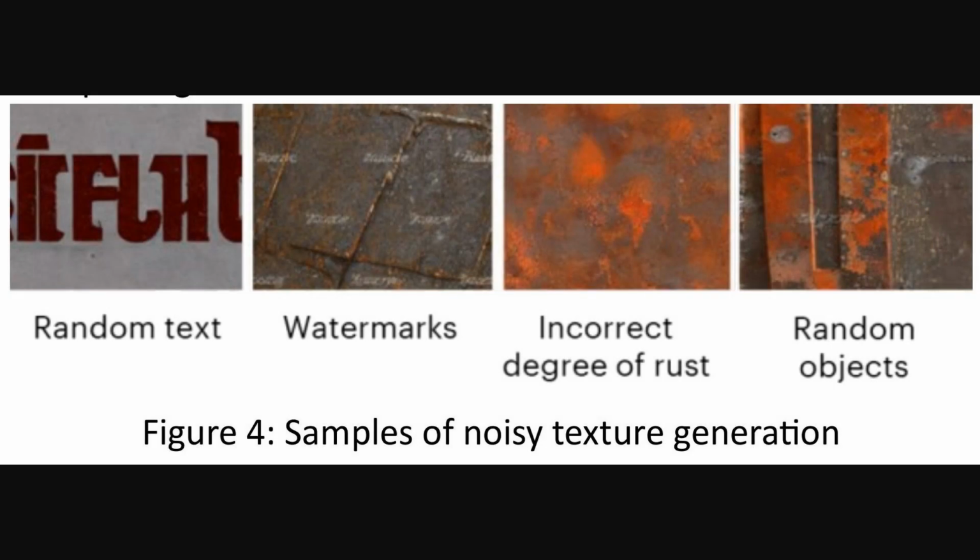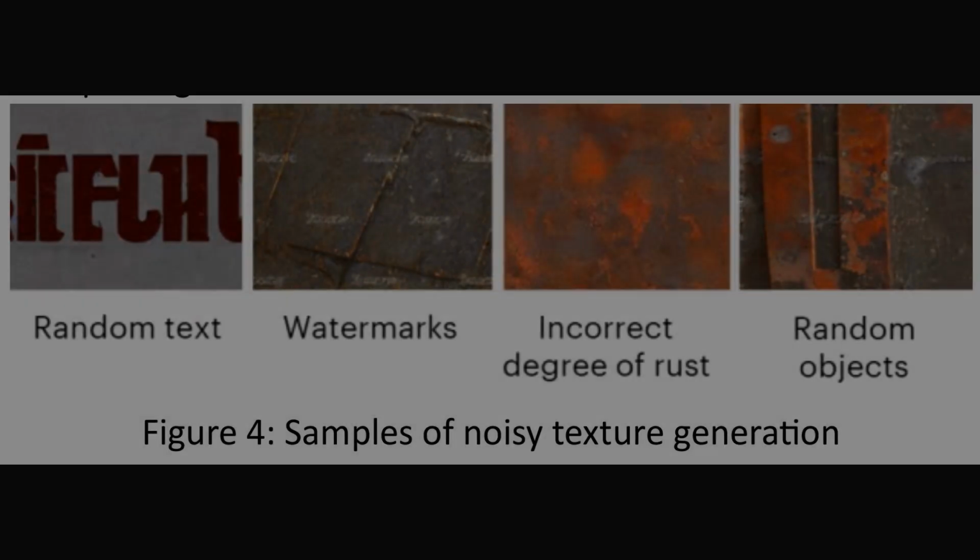So the previous figure illustrated auto-annotation. Figure 4 highlights failure cases in texture generation, which matter because noisy textures leak into training if not filtered. The panels show 4 issues: random text appearing on surfaces, watermarks stamped across textures, an incorrect degree of rust that misrepresents severity, and random objects embedded in the texture. These examples motivate the noise removal step, so rendered scenes stay realistic and labels remain trustworthy.